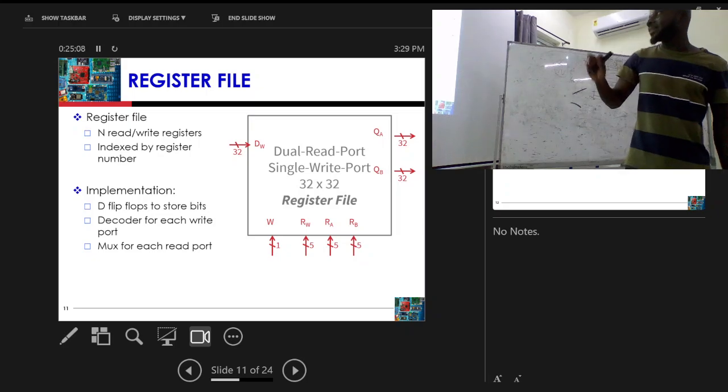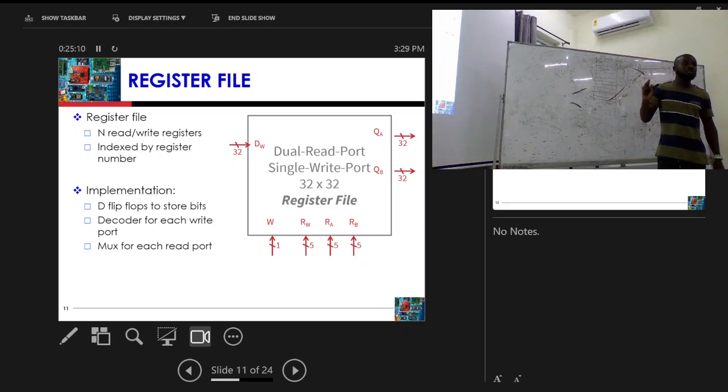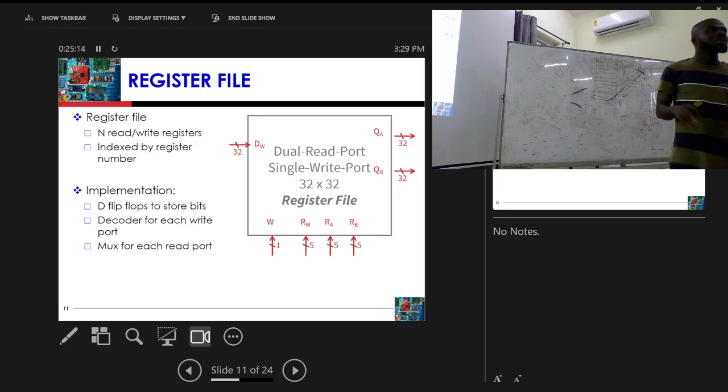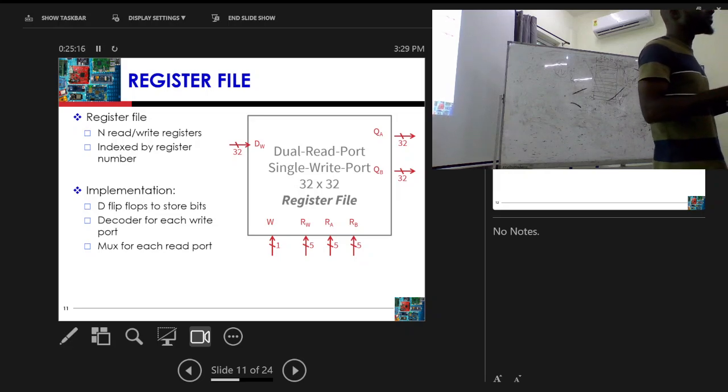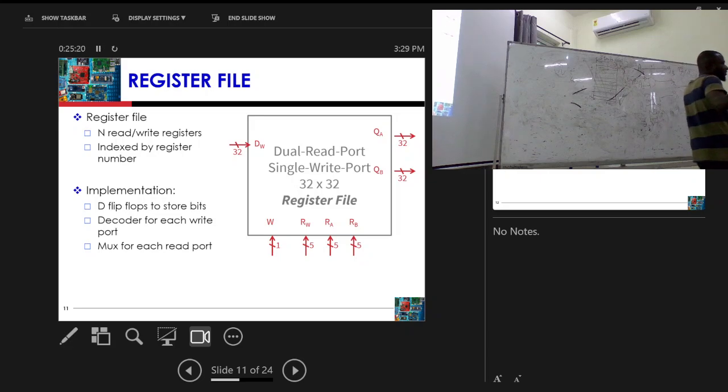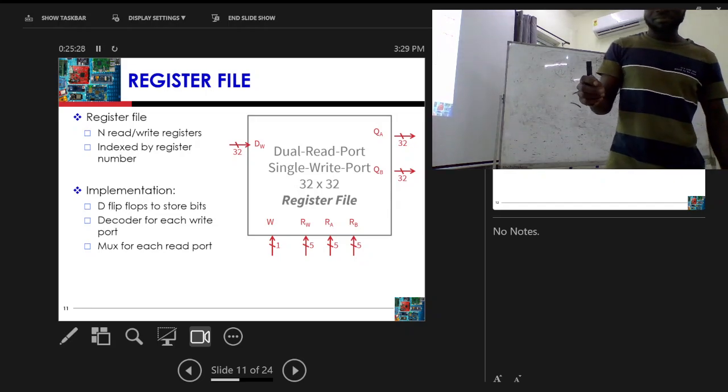Are we all there? This internal architecture is for a 32 by 32 register file. So I can give you a very simple one, an 8 by 4 register file, and I want you to draw the internal architecture for like 10 marks or something like that.